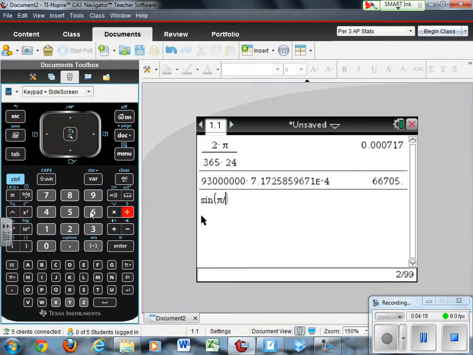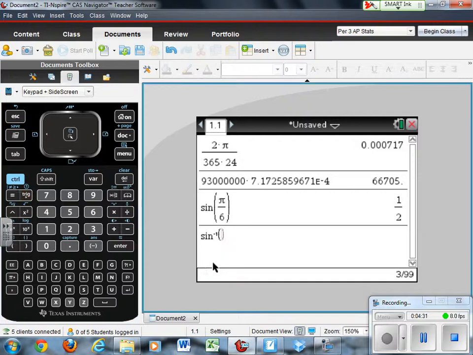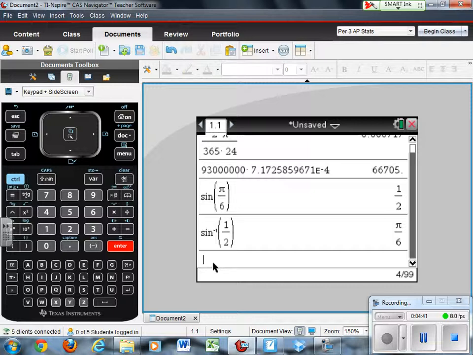Pi divided by 6, and that's 1/2. Now let's try inverse sine of 1/2. That should give us pi over 6. So we go to the trig button and notice our inverse sine is right below the sine. So inverse sine, and I'll show you something nifty your calculator does. If you just up arrow to 1/2 and then push enter, it'll automatically type it in there for you. Pretty nifty. And we get pi over 6.